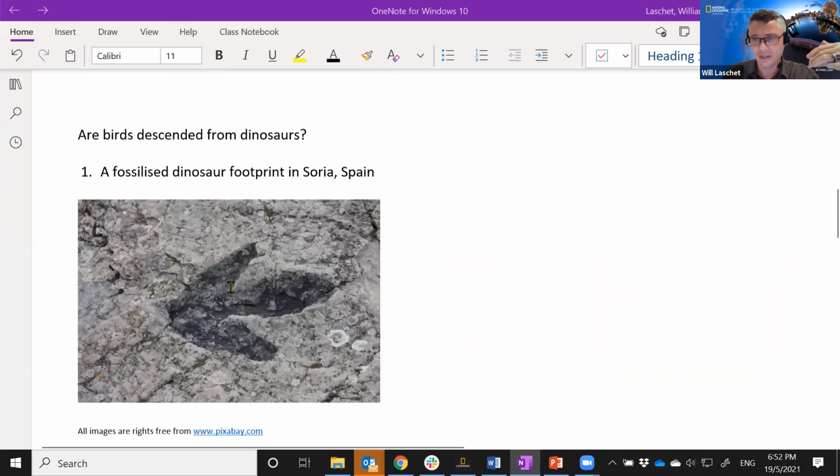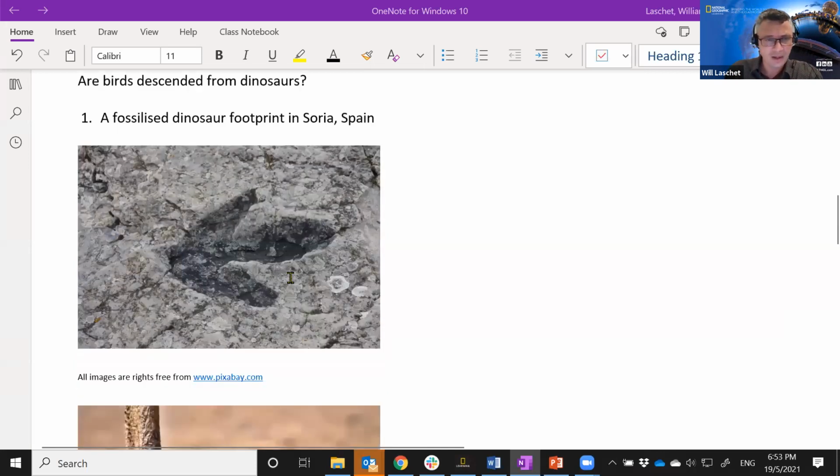So this is a footprint which is millions and millions and millions of years old. And it's in Spain, okay? So here we go, a very nice clear footprint. How many toes do you see there? 3, and it has a very distinctive shape, right? So let's go down. I'm going to show you something else now, okay?